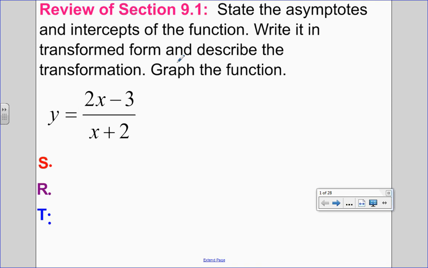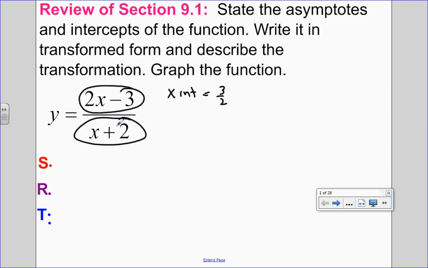So let's first of all start with the fraction and all those tricks we know for fraction form. So in the numerator here, I know that if I set that equal to 0, I will get the x-intercepts. So I know that the x-intercept is going to be 3 over 2. If I set the denominator equal to 0, I will get my vertical asymptote because I can't divide by 0.